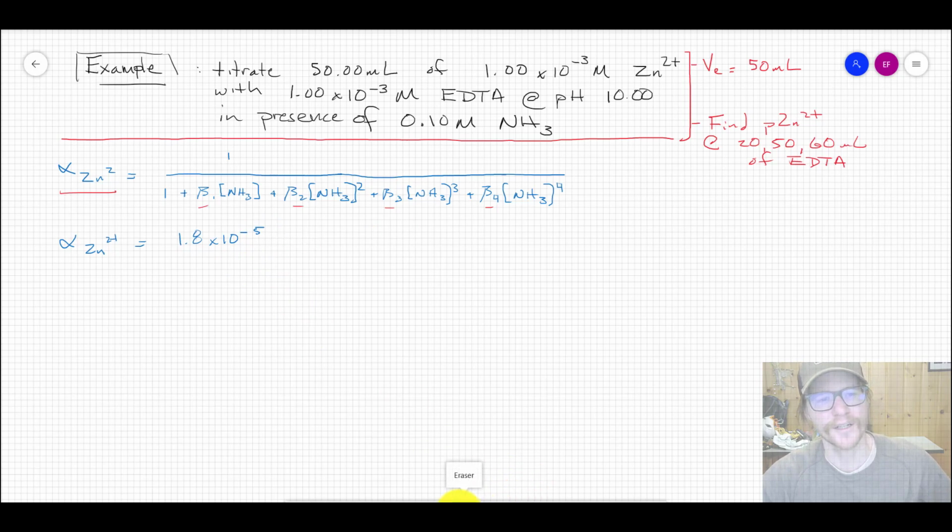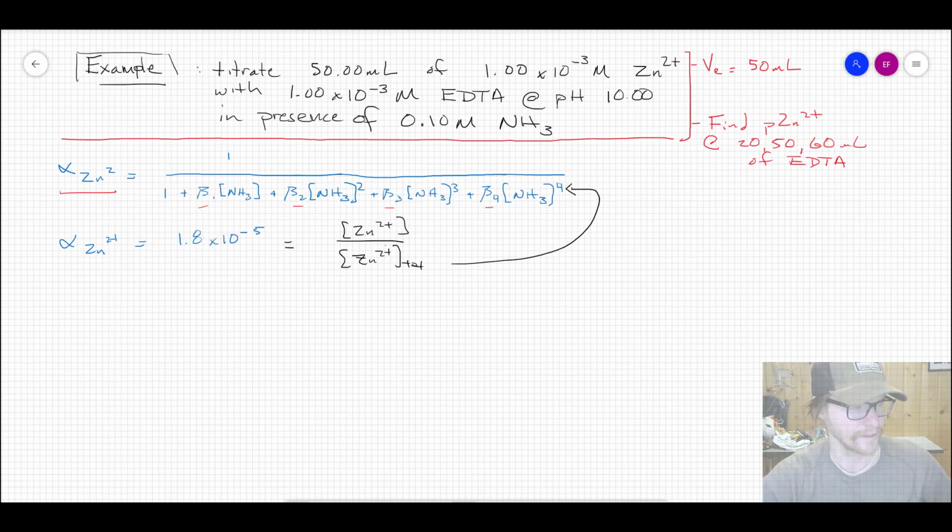So the fraction of zinc, remember, is really the concentration of unbound free zinc over total zinc, total being derived from the inclusion of all four of those different equilibria with zinc. So that means that roughly 2 out of 100,000 zinc ions are unbound inside the solution. So a small fraction of that is present.